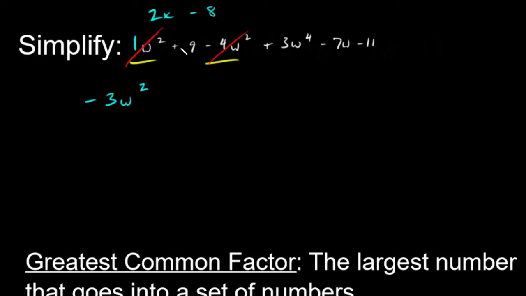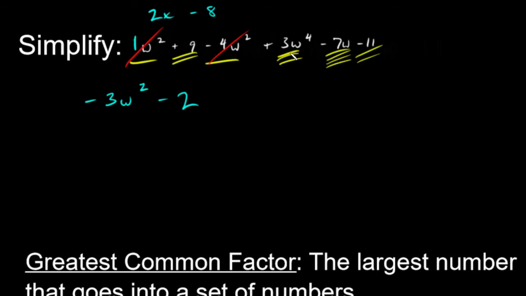Then we move on to the 9. So these are numbers, just regular old numbers. And so you've got 9, that's not a regular old number, that's not a regular old number. Here is a regular old number, -11. So you've got 9 and -11. Those combine, a +9 and a -11, to give you -2. And then you've got w to the fourths and w to the firsts.